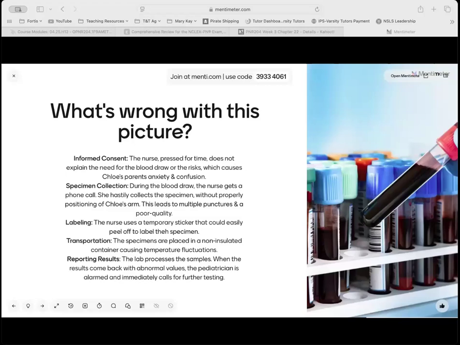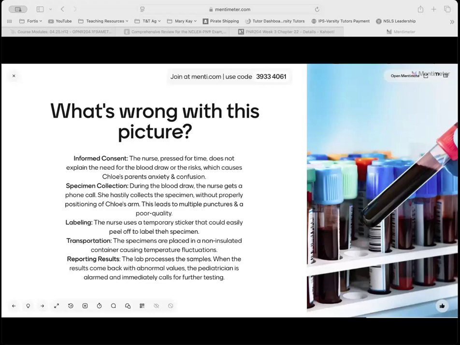Definitely making sure that we're taking our time. We have to explain that situation ahead of time. We talked about that. Making sure that we're transporting things correctly, following our policy, taking that extra 2 minutes to gather all of our supplies before we go into the room to make sure that all of our ducks are in a row. Okay, so lots of things went wrong here. Hopefully you don't find yourself in one of those situations.